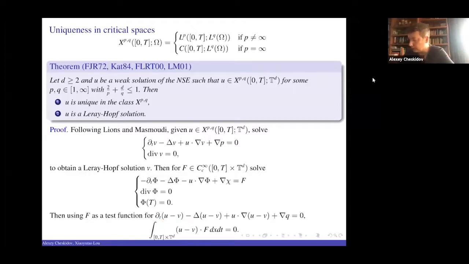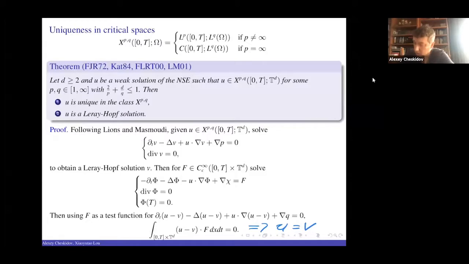So our goal is to show that U and V coincide, right? So if we use phi as a test function, then immediately we obtain that the integral of (U minus V) dot F has to be zero for any smooth function F. So this implies that U is equal to V, right? So this immediately proves the second part of the theorem, that U is a Lorentz-Hopf solution. So we started with arbitrary U, and we showed that it has to coincide with a Lorentz-Hopf solution V that satisfies the energy inequality.